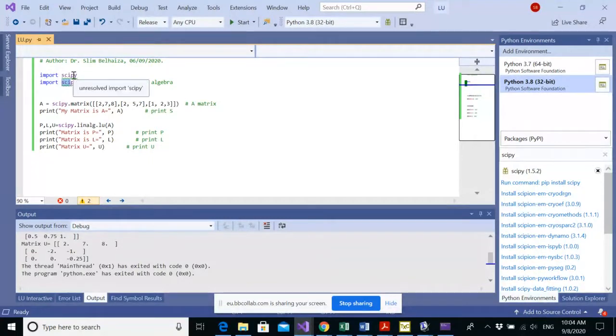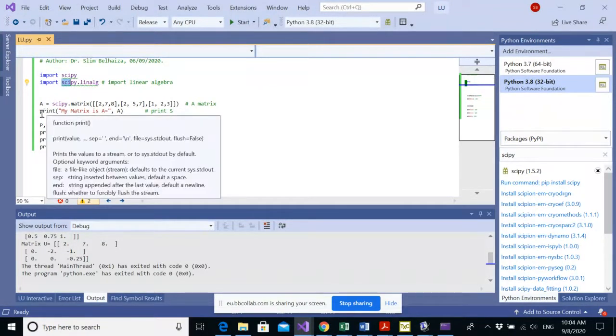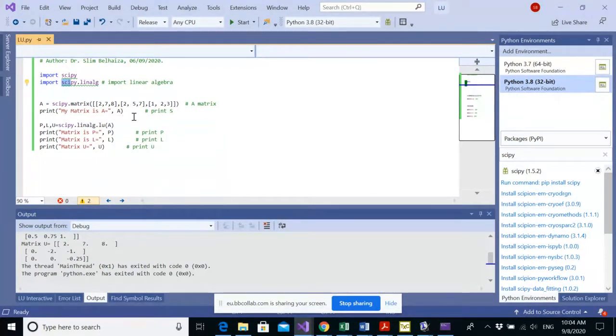So here I'm going to the code. I imported the SciPy package, and I also called the linear algebra package in SciPy. In this line I define A equals SciPy matrix. In SciPy we now have the possibility to load the matrix, so I entered each row of the matrix: 2, 7, 8, 2, 5, 7, 1, 2, 3. And what am I doing? I'm printing out. When I use the print function, it prints whatever you want to print, here my matrix A.